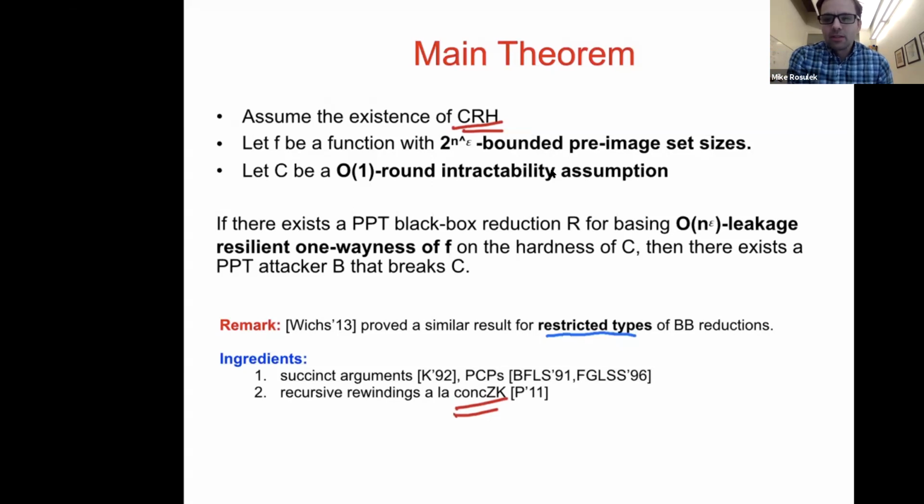Helger is asking a question in the chat. You talk about constant round intractability assumptions, and is that tight? Do you know of a counterexample based on some weird multi-round intractability assumption? Yeah, so that's a great question. In fact, in the paper, we don't make this restriction.